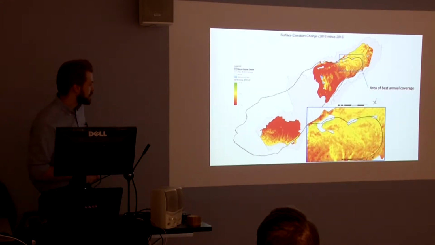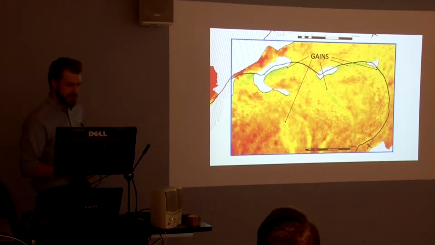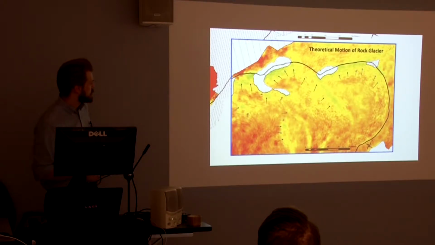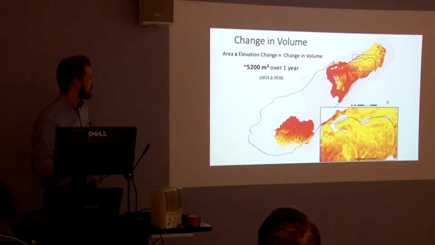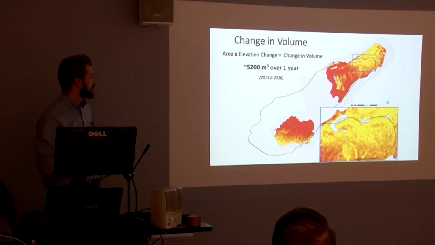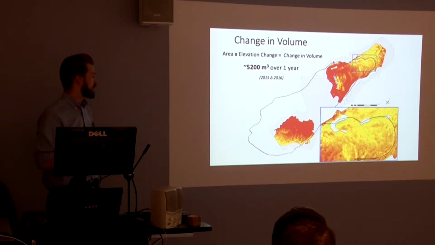And here you can see this area highlighted as the area of best annual coverage. In this case, the green represents gains and the darker shades represent losses. And so you can see some evidence of not only motion, but some of the underlying processes involved. John Morgan's best estimate for change over the 1 year between 2015 and 2016 for this area was about 5,200 cubic meters of surface elevation, or volume loss.